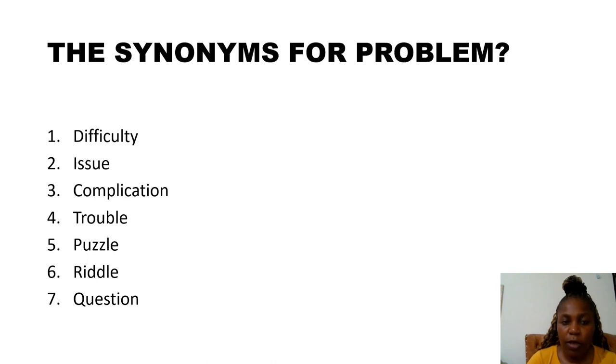Before we go there, we need to know synonyms for the word problem. If you don't understand what problem is, you can use other words which are related to problem. For example, difficulty can also mean a problem. An issue can mean a problem. A complication can mean a problem. A trouble can mean a problem. A puzzle, a riddle, a question can also be a problem.